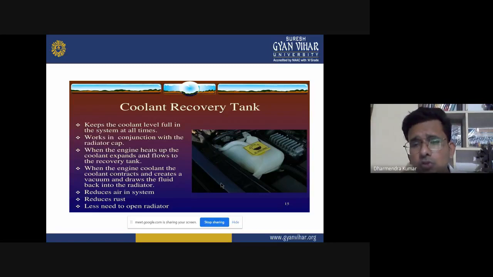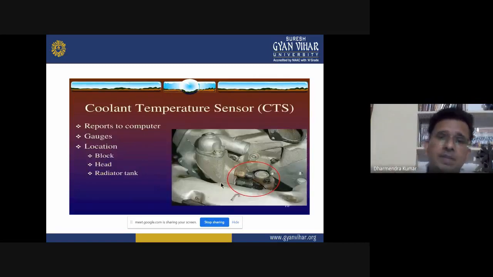If you use coolant or antifreeze solution regularly, then we may have less need to open the radiator. The coolant temperature sensor, which we normally know as the CTS, reports to the computer, meaning it reports to the related component. It may also work as a gauge.